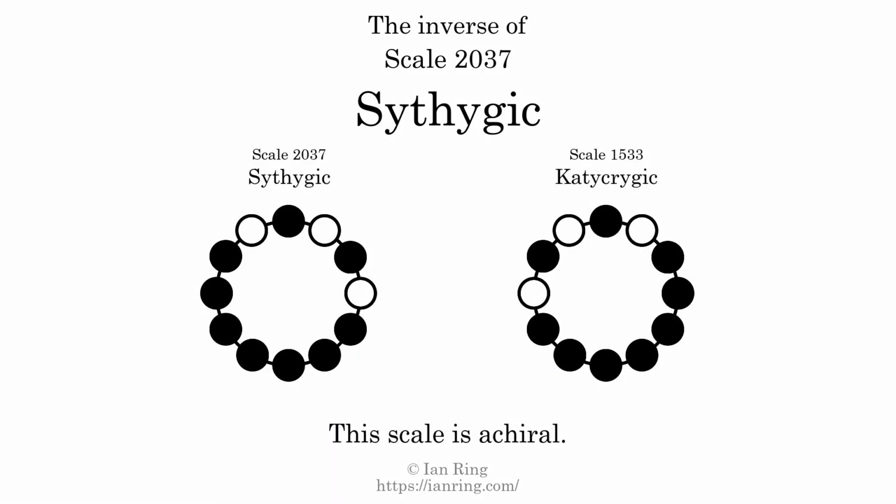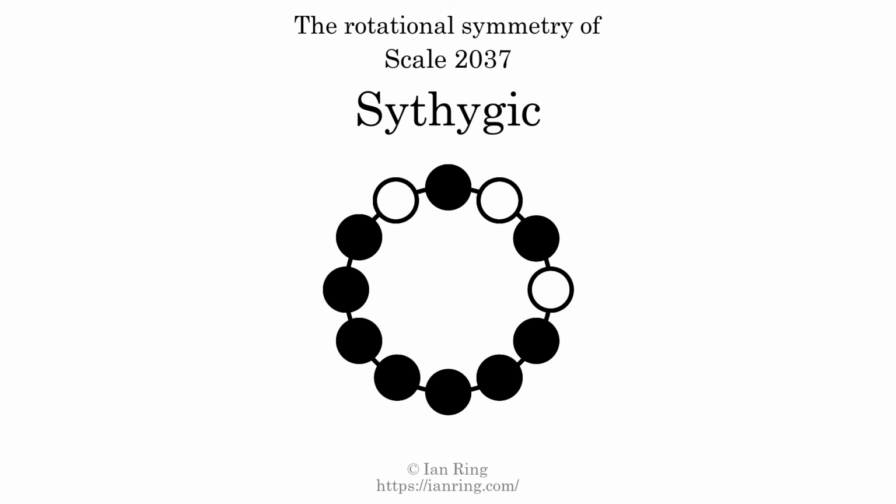The inverse of a scale is a mirror image. It is what you get when the sequence of intervals is reversed. The inverse of this scale is scale 1533, also known as Sythygic. This scale is achiral, since it can transform into its own reflection by a rotational transformation. This scale has no rotational symmetry.